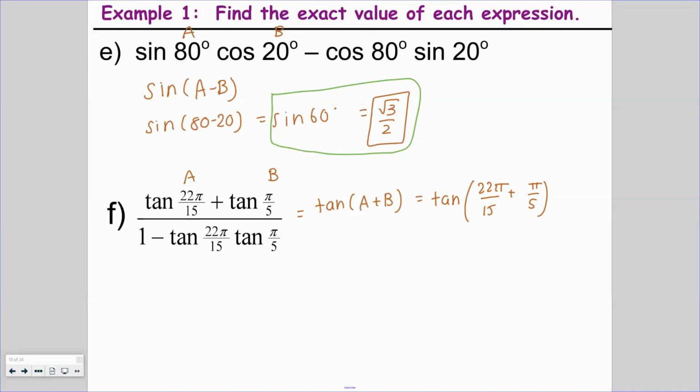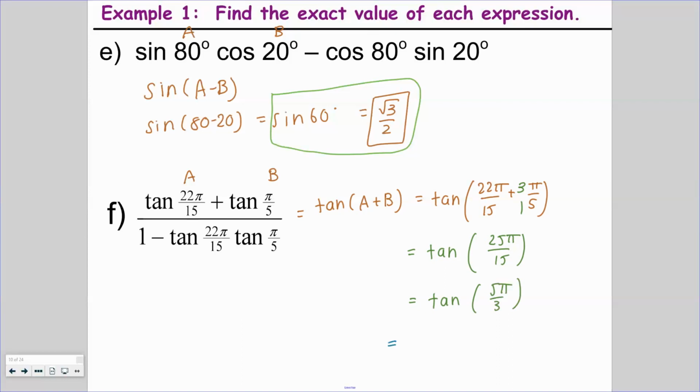Common denominator is going to be 15 here. So I'm going to multiply pi over 5 by 3 over 3 in order to get 15 as my common denominator. This is going to become the tangent of 25 pi over 15, which simplifies to the tangent of 5 pi over 3. Right, so 5 pi over 3, it does work out. That is a unit circle angle down there in the 4th quadrant.